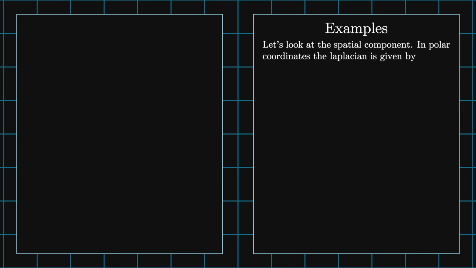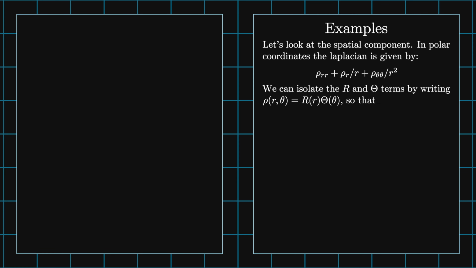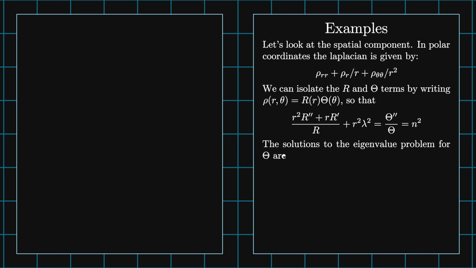Let's look at the spatial component. In polar coordinates, the Laplacian is given by rho_rr plus rho_r over r plus rho_theta theta over r squared. We can isolate the r and theta terms by writing rho of r and theta as R of r times Theta of theta, so that r squared R double prime plus r R prime over R plus r squared lambda squared equals minus Theta double prime over Theta equals n squared. The solutions to the eigenvalue problem for Theta are Theta equals alpha cosine n theta plus beta sine n theta, where n must be an integer, so that Theta of theta equals Theta of 2 pi plus theta.